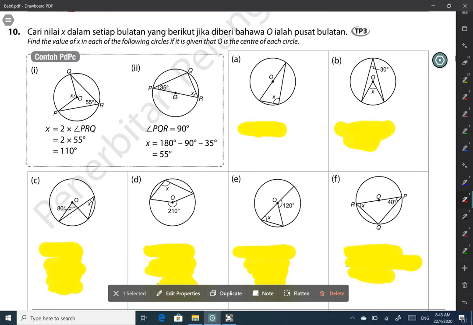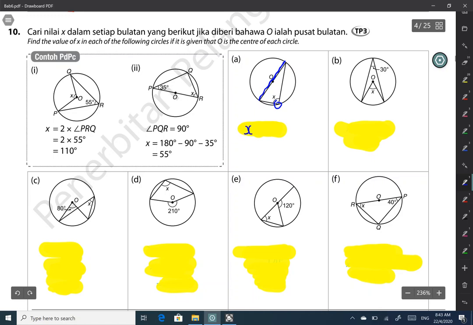Come to question 10. Find the value of X. X, this is diameter. So, what is the anchor for here? So, this is X is equal to 90 degrees. We see B. What is the value for X? X is at the center. That means it's twice at the circumference. X 是中间点, 那么就是 circumference 的两倍.